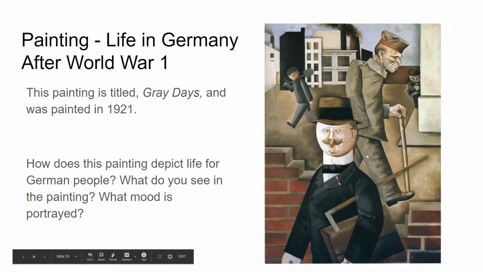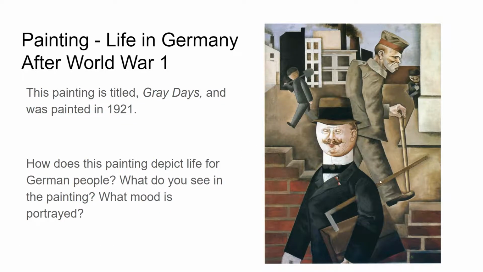Some of the things that stand out to me are the fact that he's got a walking cane. If you look really closely, you can see that he doesn't have a right hand. So it's likely that he fought in World War One and came back injured from it, and he's looking at the ground. He doesn't look very happy. Things are once again kind of bleak.